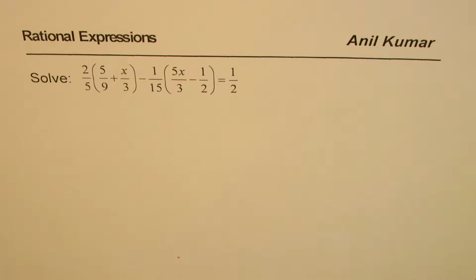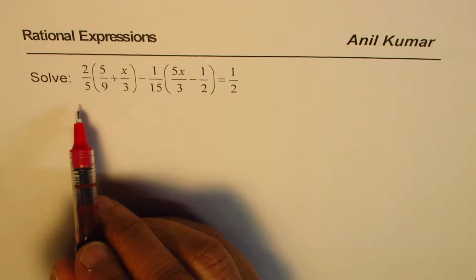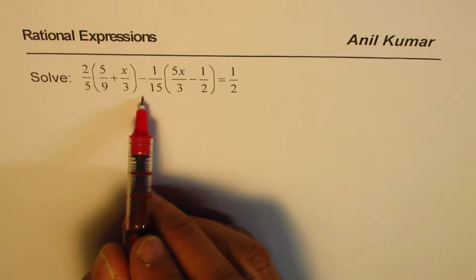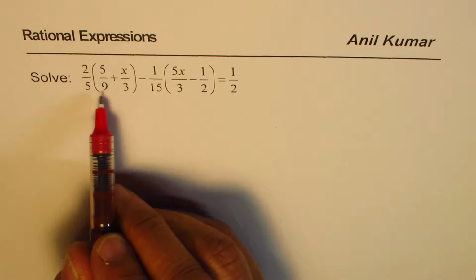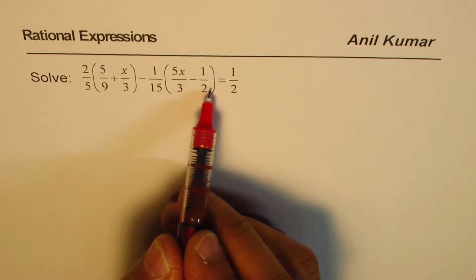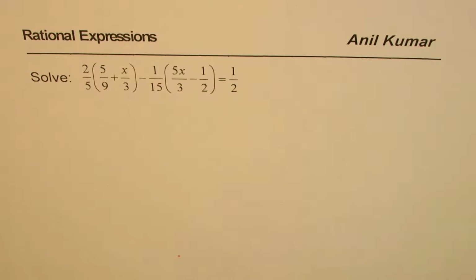I'm Anil Kumar, and in this video, we'll try to understand how to simplify rational expressions. So we have this kind of an equation here which says solve 2 over 5 times within brackets 5 over 9 plus x over 3 minus 1 over 15 times 5x over 3 minus half equals to half.